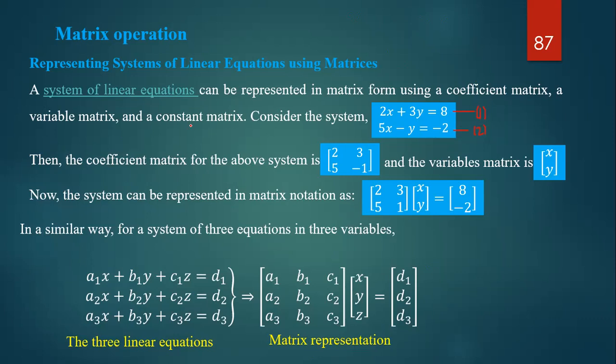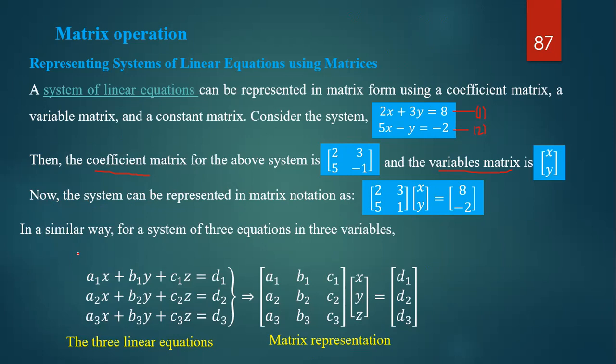But in this, the coefficient matrix we can take as 2, 3 in matrix form, and 5 and minus 1. The variables here are x and y, so the variable matrix is x, y. And finally, it gives 8 and minus 2. So this is the matrix representation for the 2 linear equations.